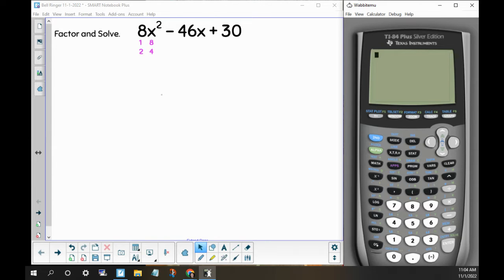Is 8 divisible by 46? So we'll do 46 divided by 8. What do we get? Does that work? No, it's a decimal. All right, let's do 46 divided by 4. We get 11.5. Does that work? No.